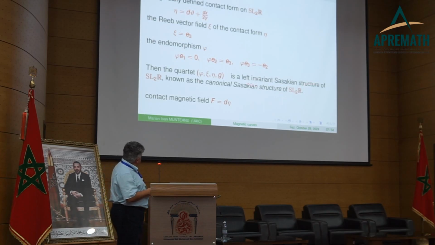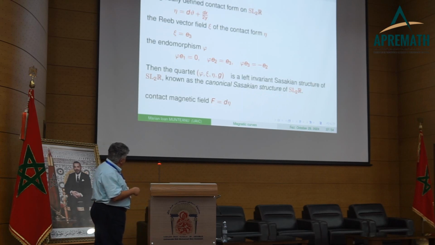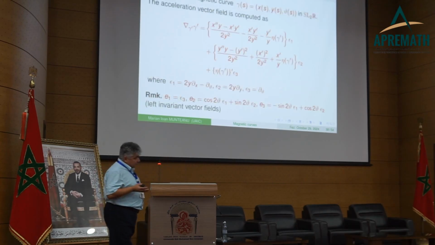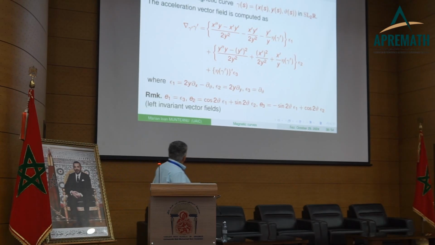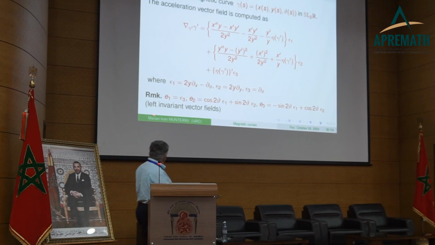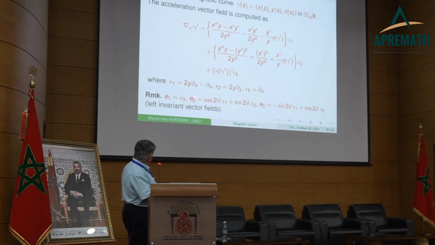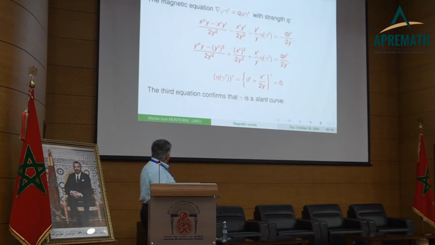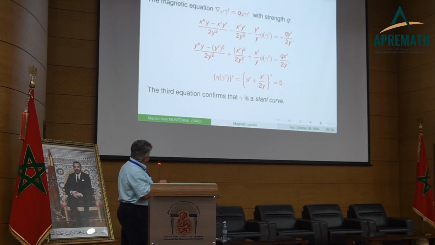This Sasakian structure is left invariant. It is known as the canonical Sasakian structure on SL2R, and we take F equals d eta. So we want to study magnetic curves in this framework, and we take a magnetic curve, we compute the acceleration. These are left invariant, but they are not orthogonal. So we have E1, E2, E3 defined previously. And the magnetic equation writes.